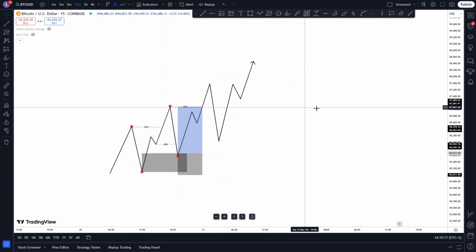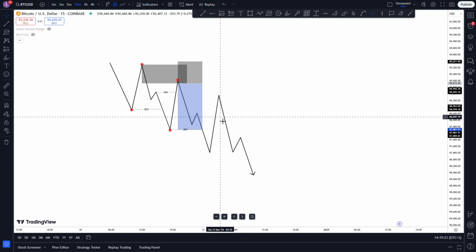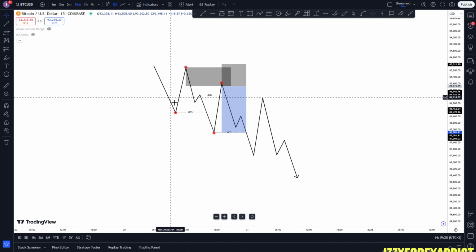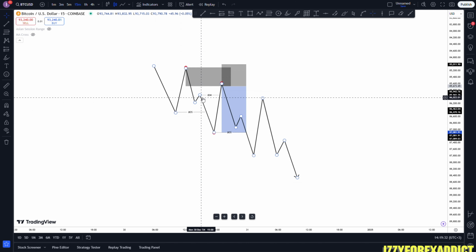Okay, so this applies to the market also being in a bearish market. Same thing applies in a bearish market. So when price breaks the previous low, this becomes break of structure.